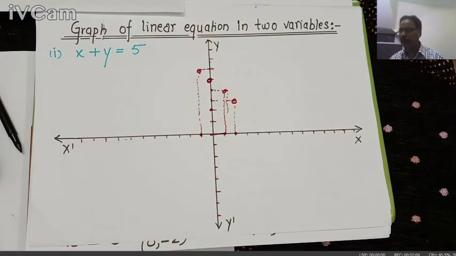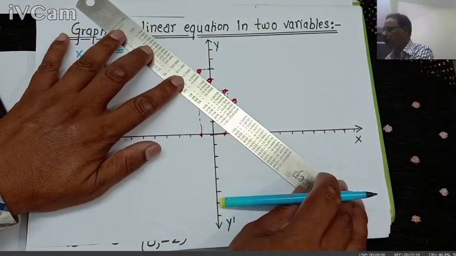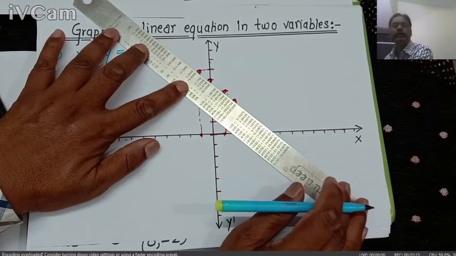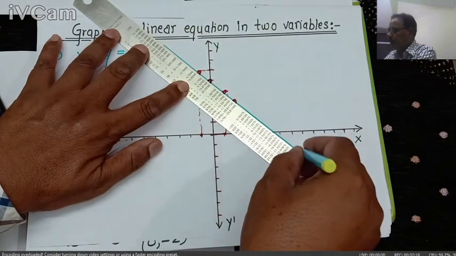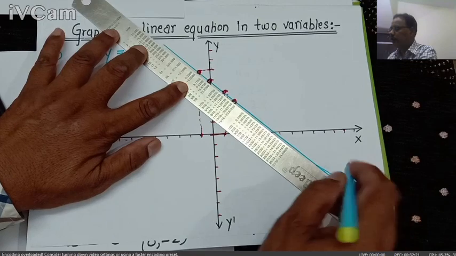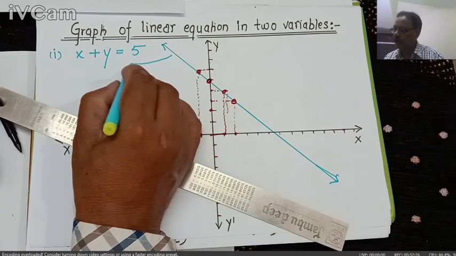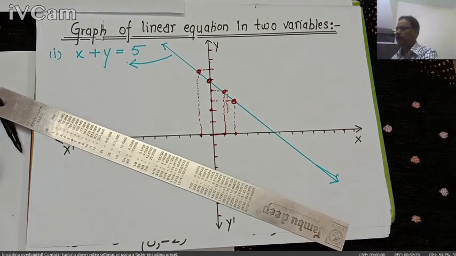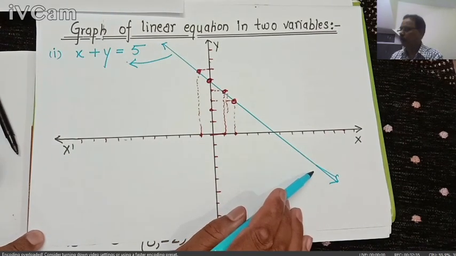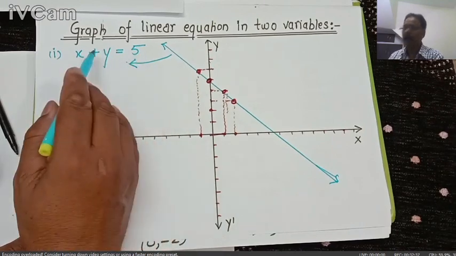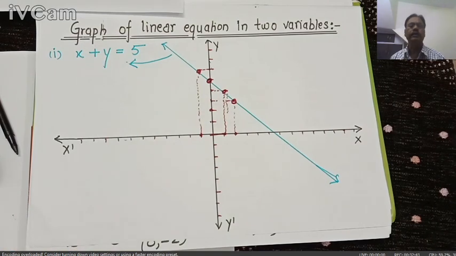On the Cartesian plane, now we shall join all these 4 points with the help of a scale. We are going to join these 4 points with the help of a scale, and this line is called the graph of this equation. This line which I have drawn on the graph paper is called the graph of this linear equation.